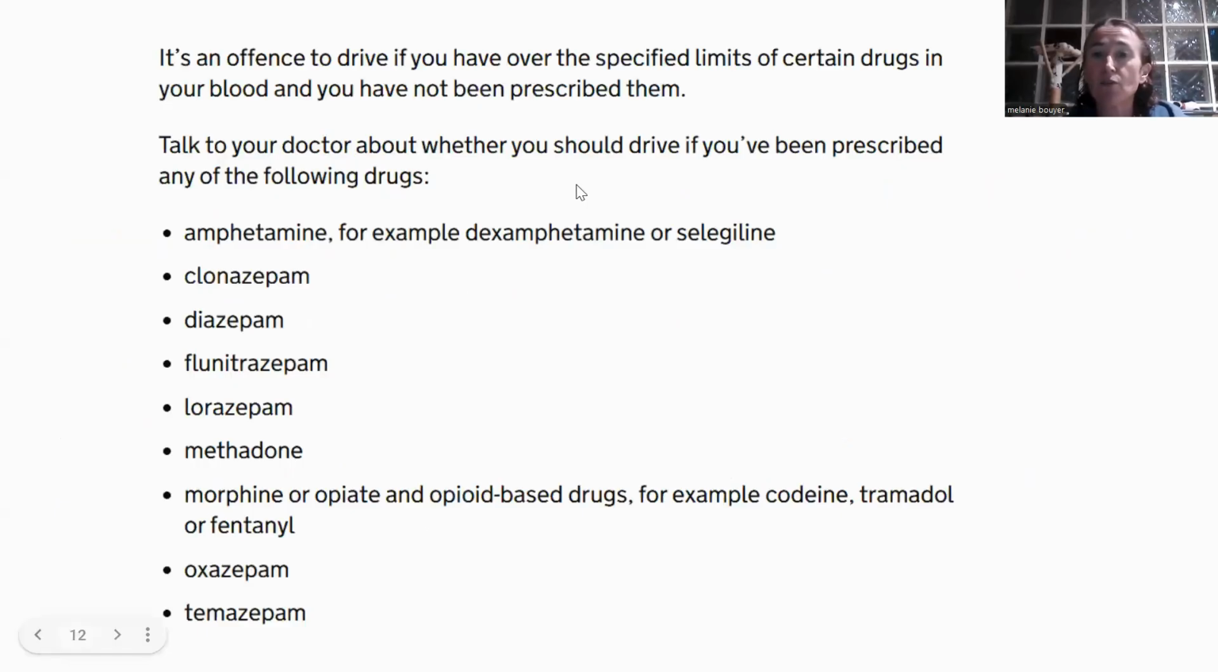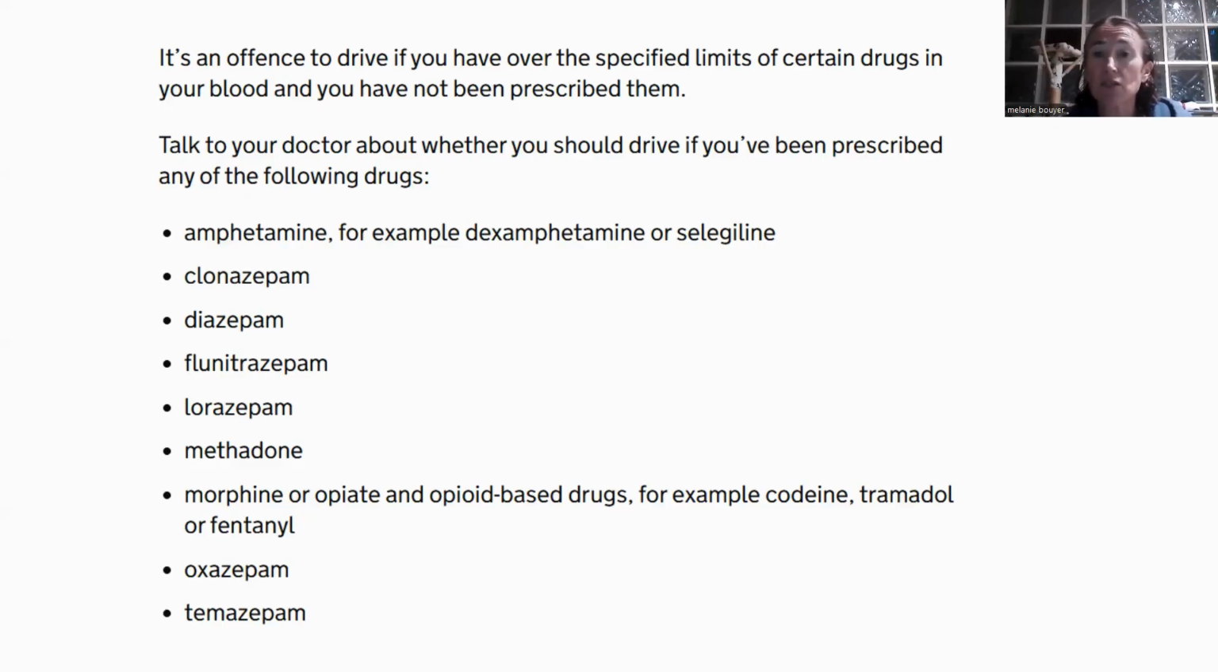Now, this is taken from the DVLA website, and it is telling you that it's an offense to drive if you have over the specified limit of certain drugs in your blood and have not been prescribed them. But also, if you've been prescribed any of the following drugs, then you need to talk to your GP about whether you should be driving. So the list is amphetamine, clonazepam, diazepam, flunitrazepam, lorazepam, methadone, morphine or opiate or opioid-based drugs like codeine, tramadol or fentanyl, oxazepam, and temazepam. For example, codeine is something you can get over the counter mixed with paracetamol.